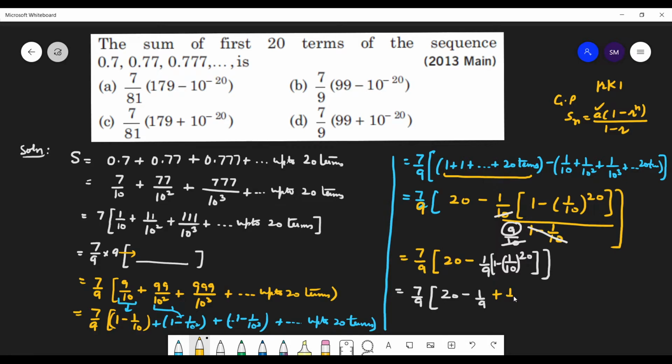C option, sir. Yes, C option is correct. Rest of you can also find, students.